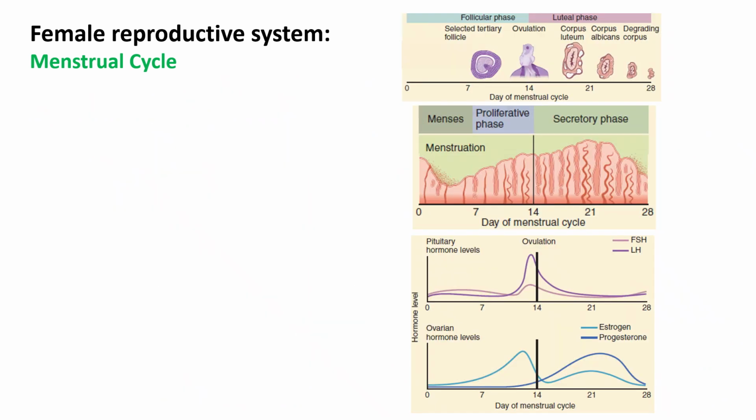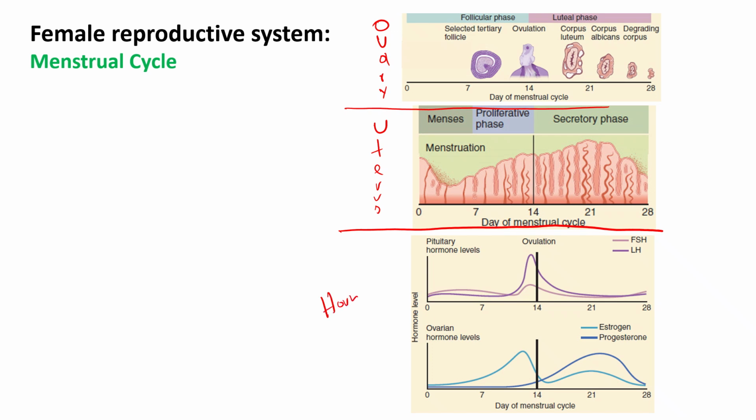Let's finish and summarize what we just covered. There are three things we're going to look at here: what's happening in the ovary, what's happening in the uterus, and what's happening with the hormones.